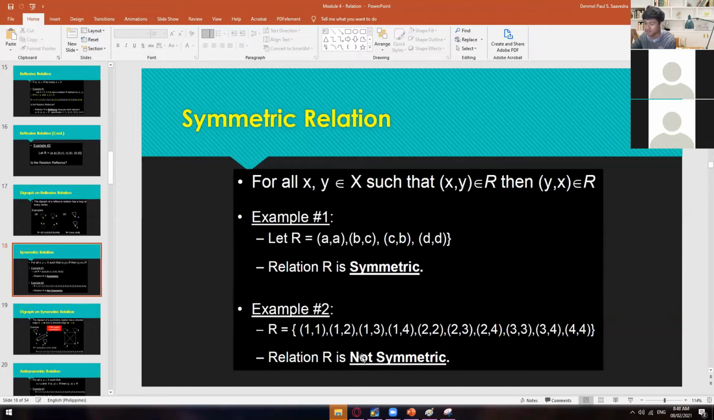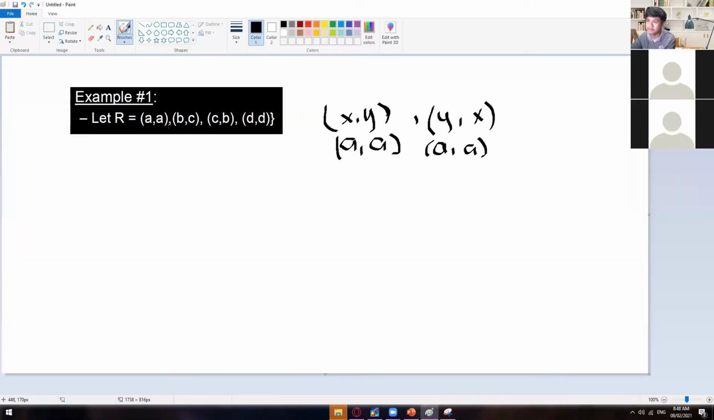So as you can see, we already have an answer which is not symmetric. Okay, we were still in example number 1, which is this one. I'm just explaining it step by step on why this (a, a) is already reflexive and then symmetric at the same time, which is just this one.